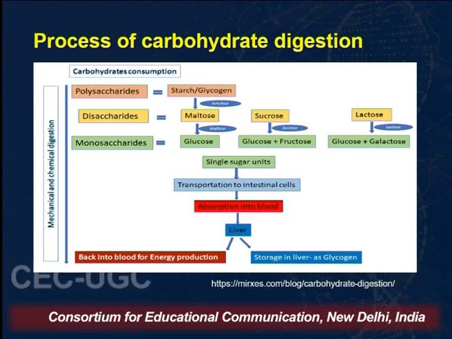The maltose breaks down into two molecules of glucose, sucrose breaks down into one molecule of glucose and fructose, lactose breaks down into one molecule of glucose and galactose. Then the simple sugar units are further transported into the intestinal cell, and then they are absorbed in the blood, and subsequent processes take place.